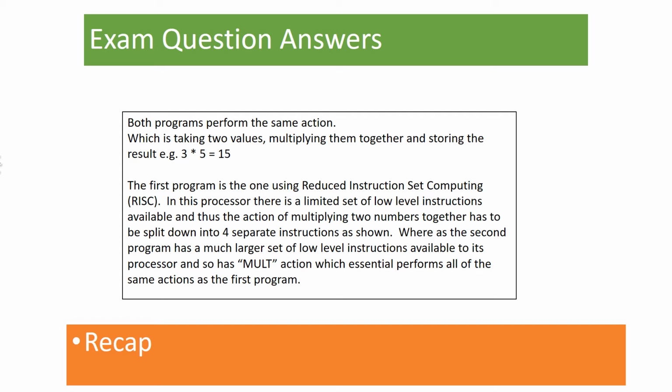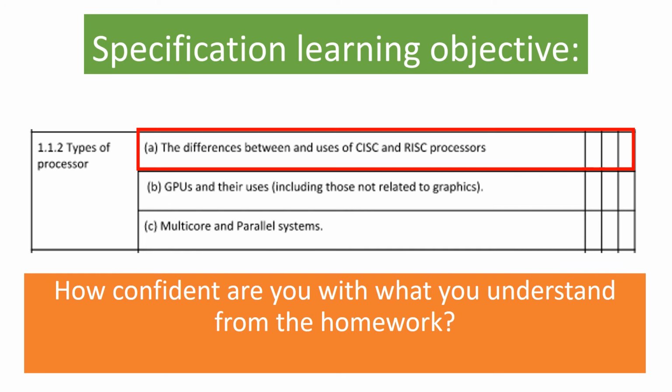Okay, so the first program is obviously using RISC because it's got more instructions. It's reduced instruction set computing. So as you know, the second one is going to be using CISC. I've given you a bit more information on this. In the process, there's a limited number of low-level instructions, and the action of multiplying 2 numbers has to be split down into 4 steps. Whereas in the second program, actually, we have sub-instructions within that program, mult, which includes loading and storing of the data as well.